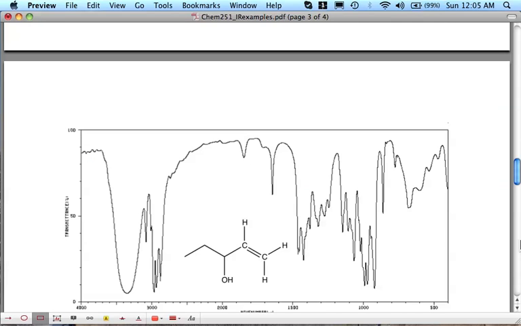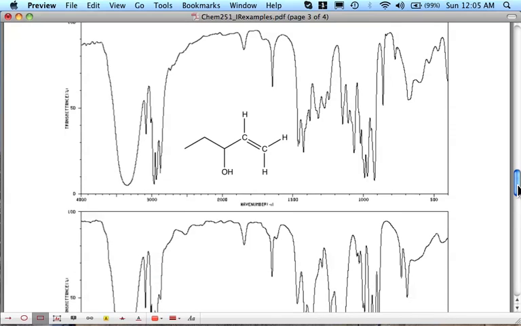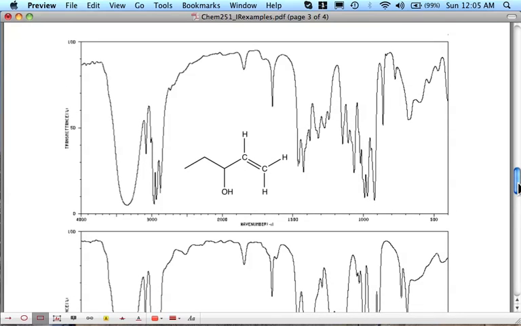Okay, let's go down to the next page, page 3, and I'm going to transition and talk a little more about analysis, but also some artifacts that we might see, or things about looking at the fingerprint region. So let's start off with this alkene with an alcohol in the molecule. So now we have 2 functional groups in this molecule, and essentially they'll act fairly independently.